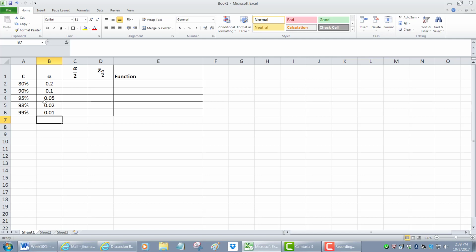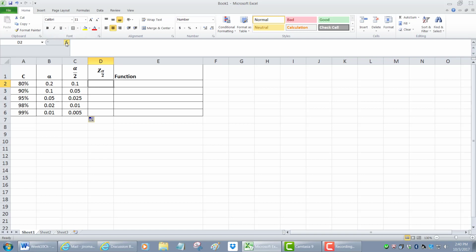Well, the thing is that our C, our confidence level, is in the center. So we have our alpha split to either side. So what we really need is alpha divided by 2. So we're going to say that's equal to alpha divided by 2. And I took the lazy way out and did it for 1 because now I can just double click and get them all. All right, let's go ahead and get our z-score.